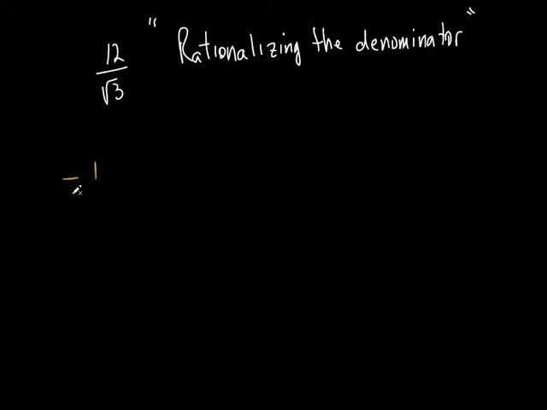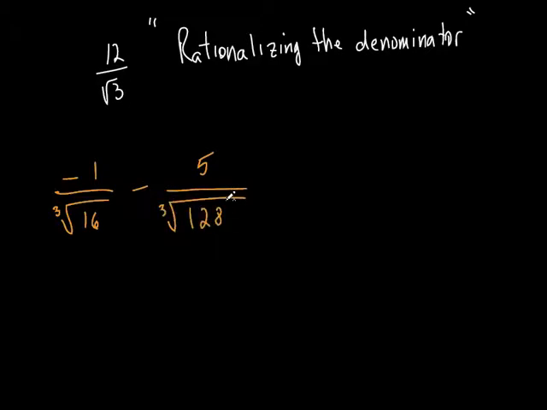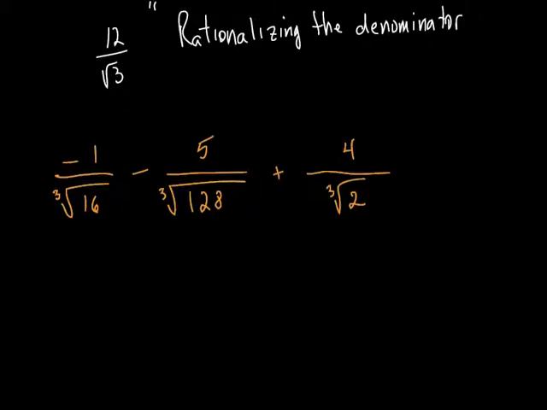Write this one down. It's -1 over the cube root of 16. And then it's 5 over the cube root of 128. This is not exactly what we were just doing, but it's still more root stuff. So it's a little bit of a different style of problem. But really, this is one of those problems where you already know how to do this.